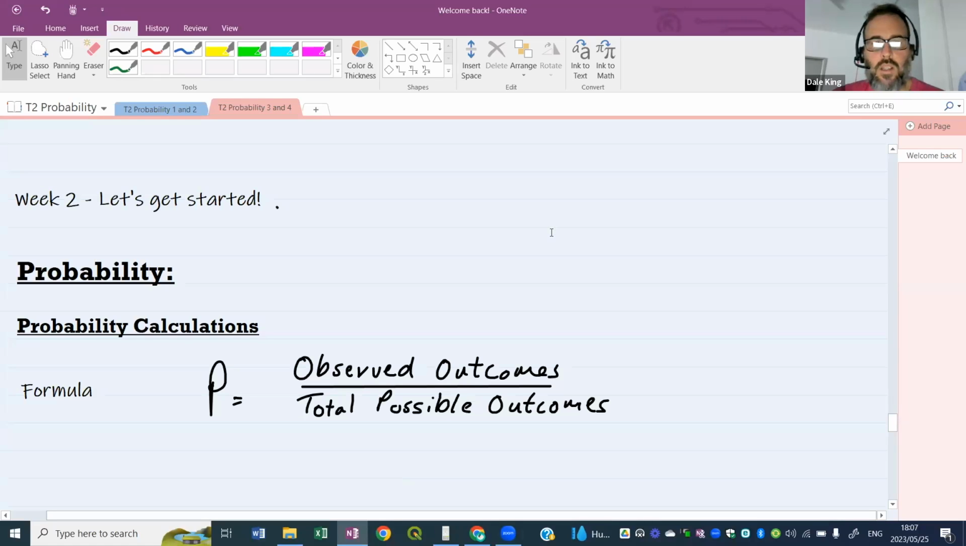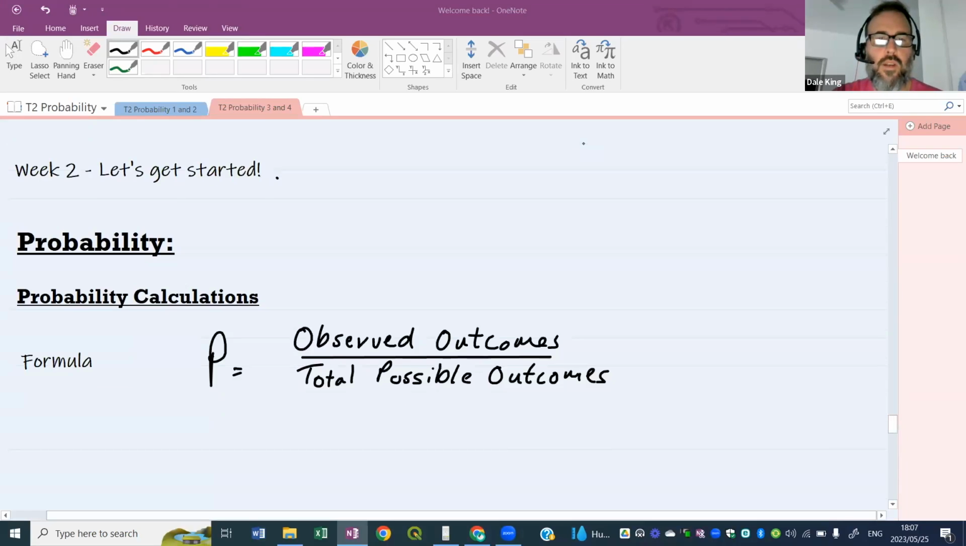Before we start with the calculations, just a reminder about the formula. The formula is P, the probability. You find it by looking for your observed outcomes, what you're looking for in the experiment, out of the total possible number of outcomes you can get in this experiment. So it's what you're looking for out of all the possible outcomes that you can get. Okay. All right, let's get stuck in. We've used this formula a couple of times already, but there it is for you.